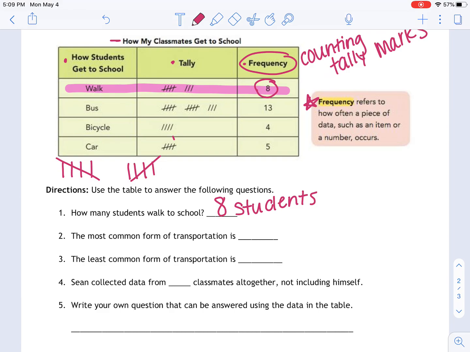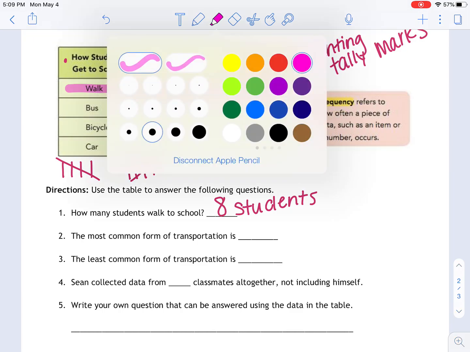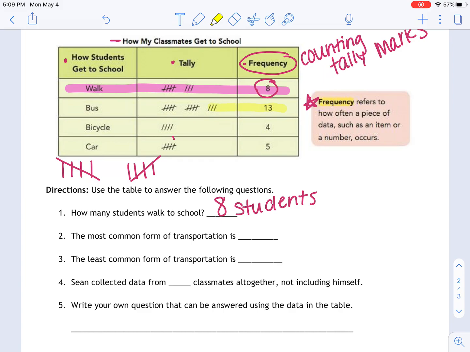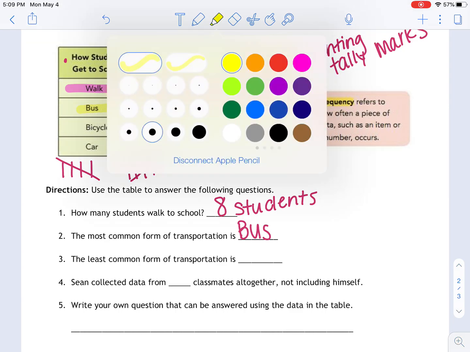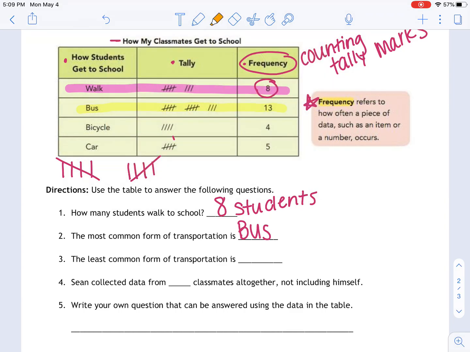The most common form of transportation is, okay, we'd look in our frequency column, which number is our highest form of transportation. Looks like it's 13, which matches up with bus, so we would write bus. The least common form of transportation is, let's see, the one that has the least amount is 4, which matches up with bike.